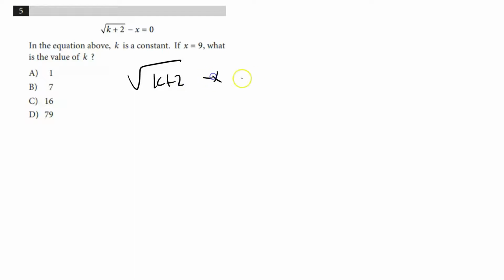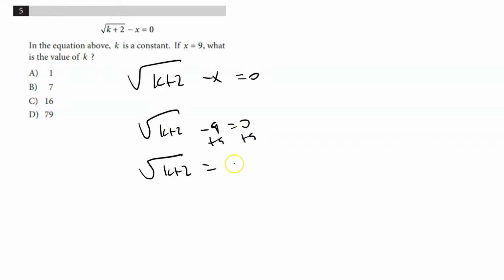Let's write it out here. There isn't really a strategy to this question, it's just plugging in 9 and working with the algebra. So if we plug this in here, square root of k plus 2 minus 9 equals 0. We want to solve for k, so let's try to isolate it. We can add a 9 to both sides. So square root of k plus 2 equals 9.